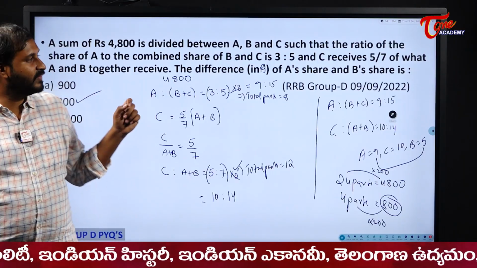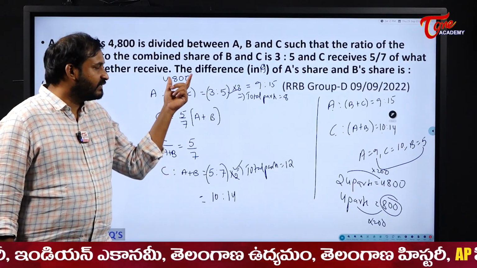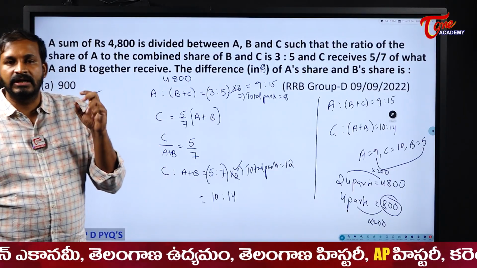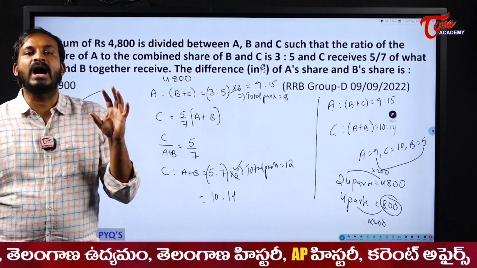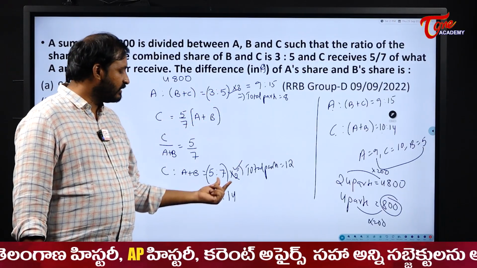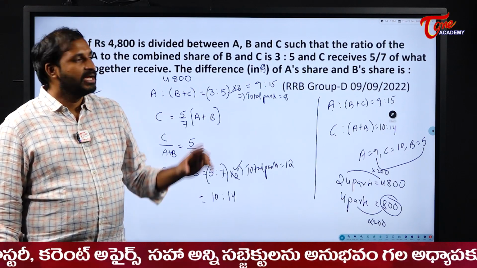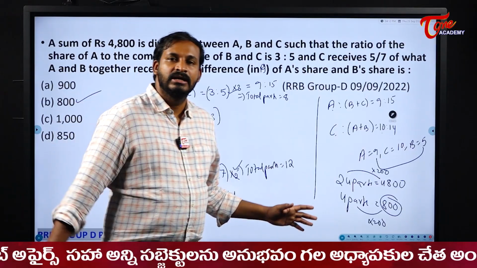This is a very important concept, students. Recently they are asking questions from this. Here we are dividing the same money. So when we are dividing the same money, total parts should be equal in the ratios. Here the initial ratio is 3:5 and later it became 5:7. So first I am equalizing the total parts. After equalizing total parts, now I can compare everything.